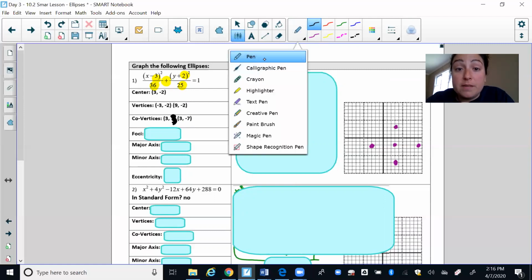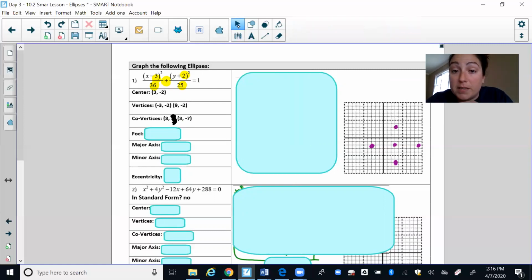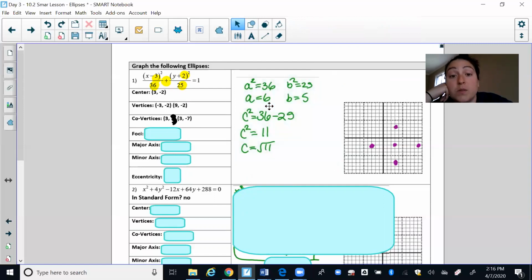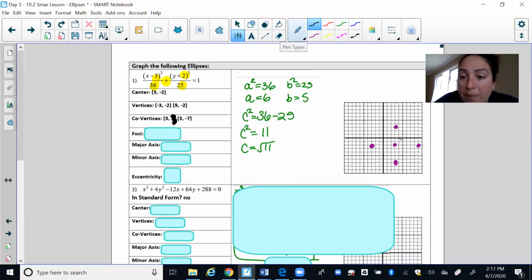To find our foci, we're going to use the equation a squared minus b squared equals c squared. So our a squared is 36, our b squared is 25, which means a is 6, b is 5, which is again why we went right, left 6, up, down 5 from our center. And to find our c value, we have 36 minus 25, which is 11, so c is the square root of 11. So from my center, I'm going to go up and down square root of 11, which is just over 3. I'm sorry, not up, down, right, left. What am I doing? Erase, erase.